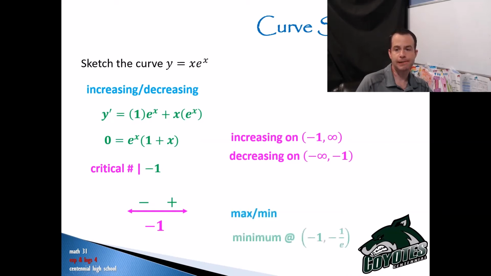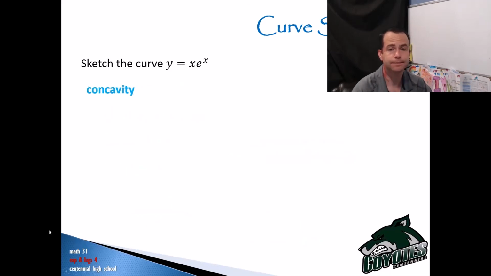Okay, so I have a minimum point at -1, comma, -1 over e. Okay, now when you go to graph that, you're probably going to want to use a decimal approximation just to get a decent picture of where -1 over e would be. Okay, awesome. Now we're going to head over to concavity.